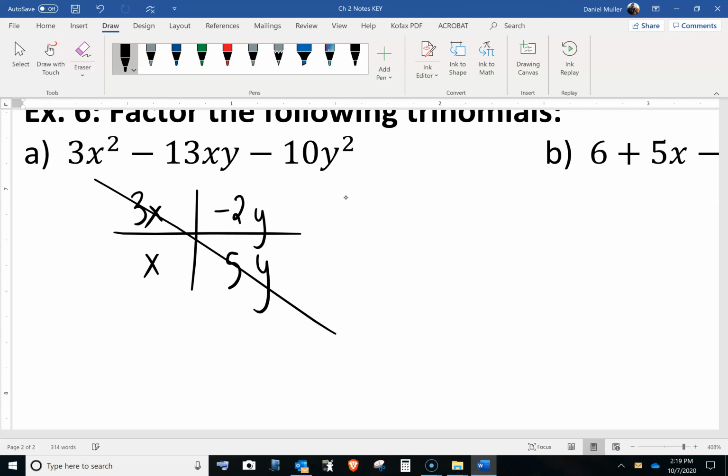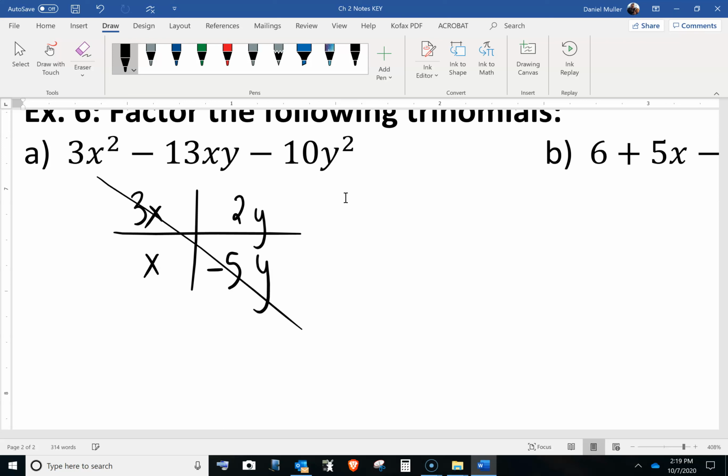So this diagonal, 3 times 5 is 15. This diagonal, 1 times negative 2 is a negative 2. 15 minus 2 is 13. Perfect, but I need a negative. So I'll change the symbols. I'll make this a positive 2, and I'll make this bottom one a negative 5.